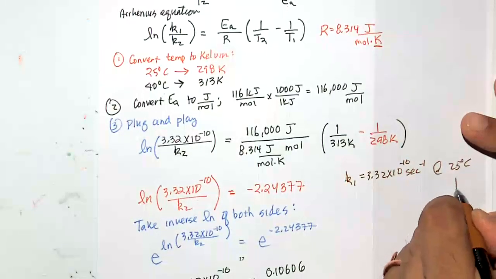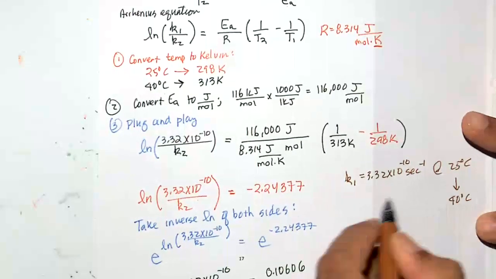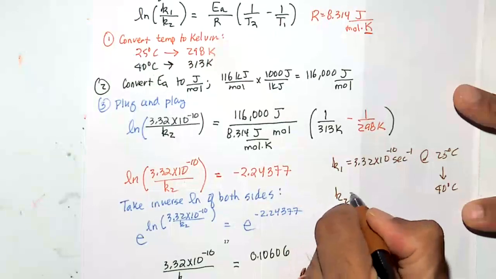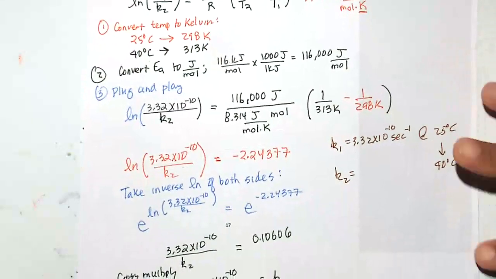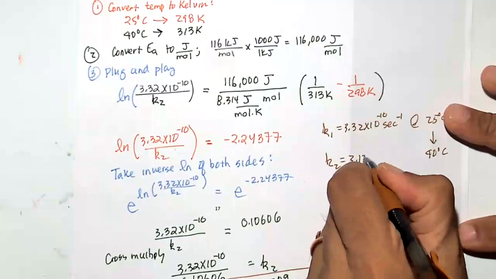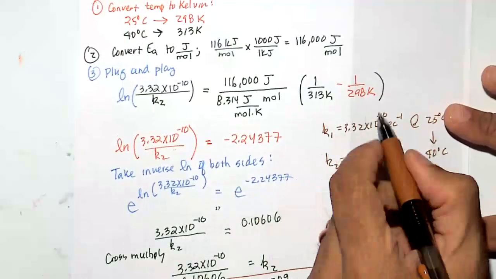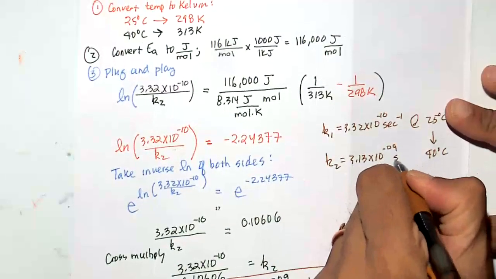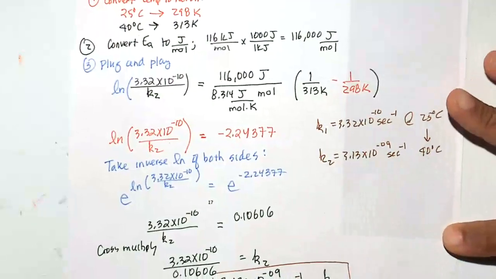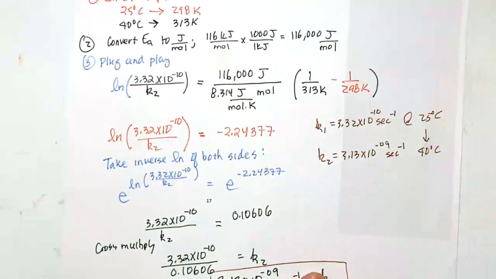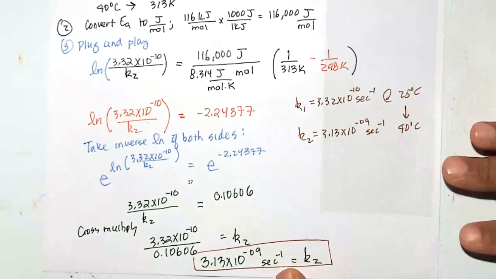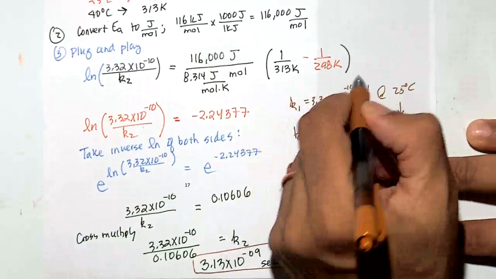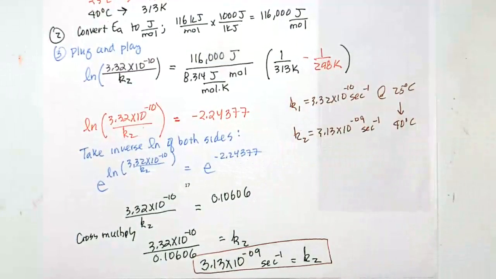You raise the temperature to 40 degrees, and the rate constant is 10 times faster. This reaction is 10 times faster, so it goes from 10 to the minus 10 to 10 to the minus 9.